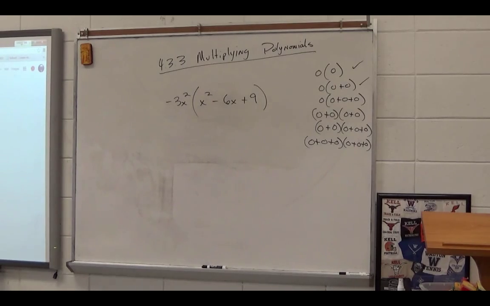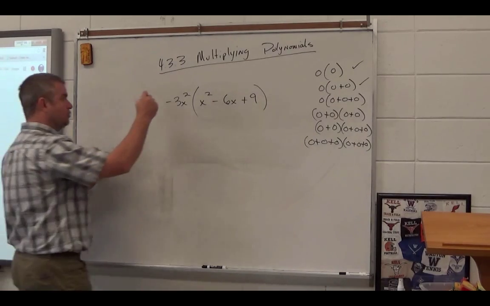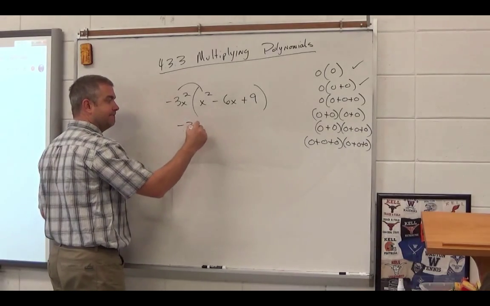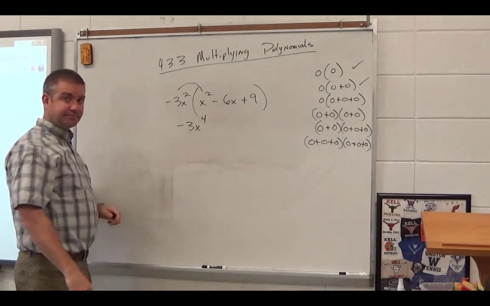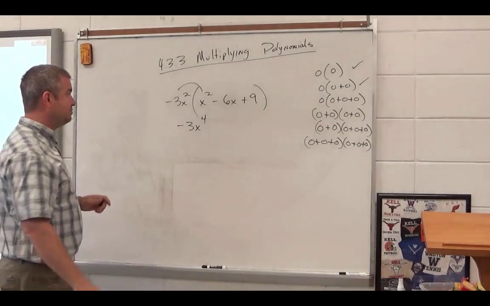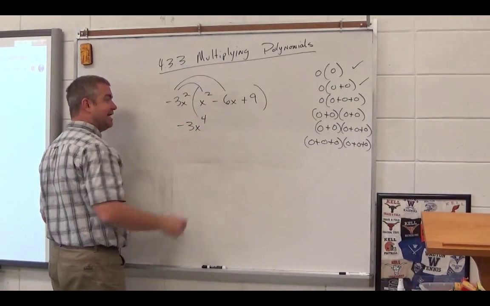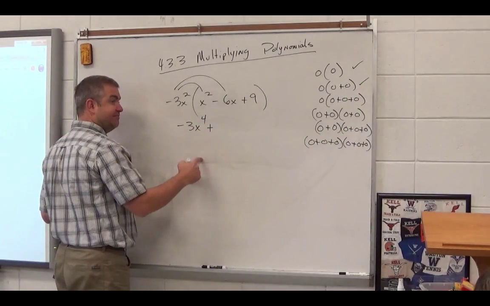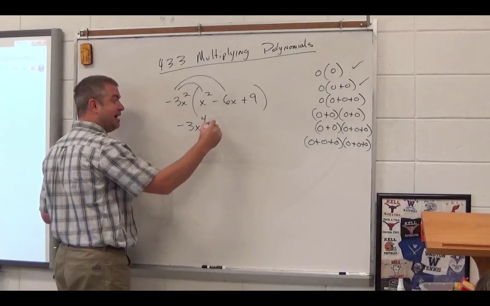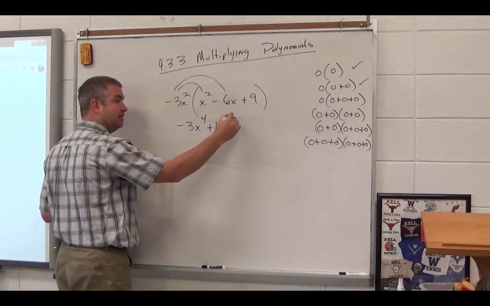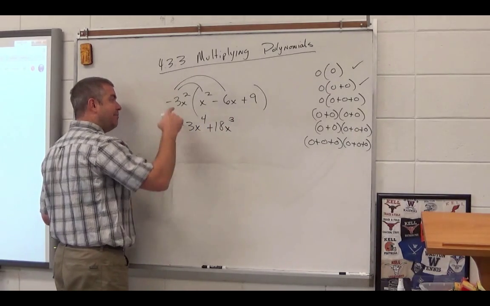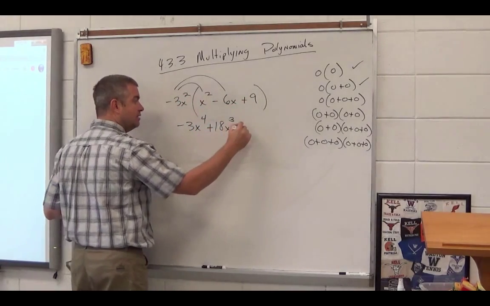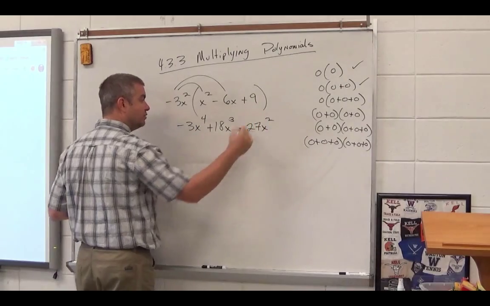Alright, here we go. I distribute negative 3x squared onto x squared. What do I get? Negative 3x to the 4th. Outstanding. Okay, add your exponents. Negative 3x to negative 6x. What does that make? Positive, right? Negative times negative is a positive. Positive 18x what? Cubed. Very good. How about negative 3x squared times positive 9? What's that going to be? Negative 27x squared.